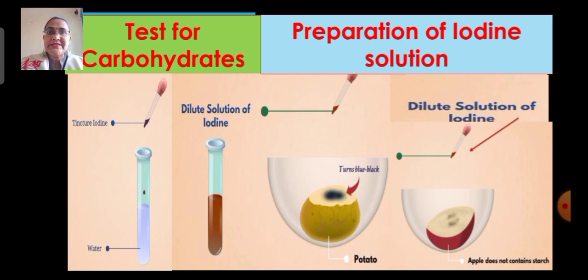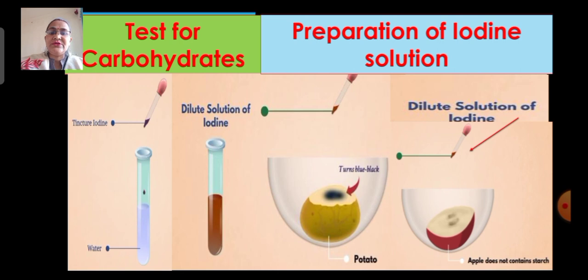To check the presence of starch, which is a carbohydrate, first we need to prepare a solution of dilute iodine. To prepare the solution of dilute iodine, we will take a test tube and we will fill half of its part with water. Now we will put few drops of tincture iodine in it and mix it well. The dilute solution of iodine is ready for the test.